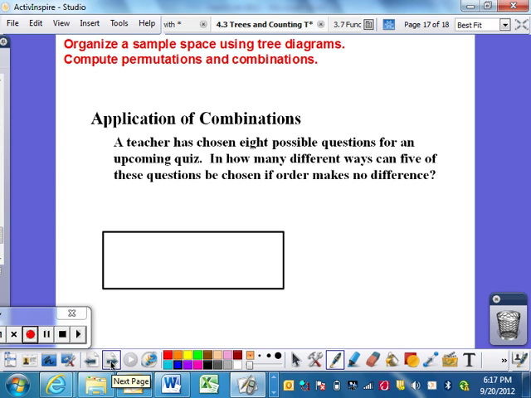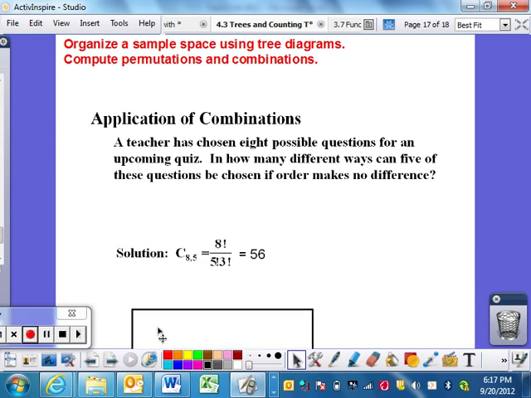Here's an application. A teacher has chosen 8 possible questions for an upcoming quiz. Again, how many different ways can 5 of the questions be chosen if order doesn't matter? What if I don't care about the order? What if I just want to pick 5 numbers? That's a little bit different. You're going to have a lot less options when order does not matter, because you do a factorial, and then you got to divide out all the possible repeats. So then you end up only getting 56 possible options compared to the obnoxious amount before.